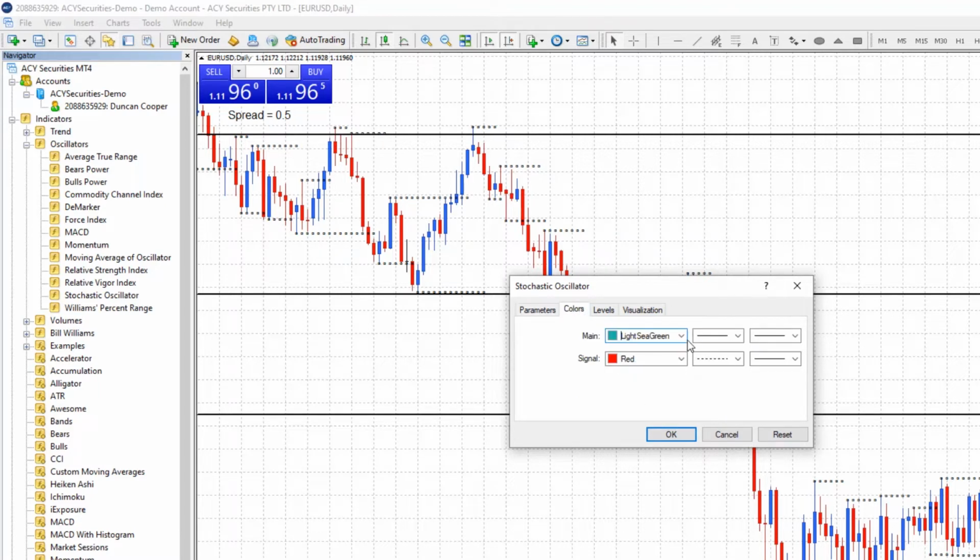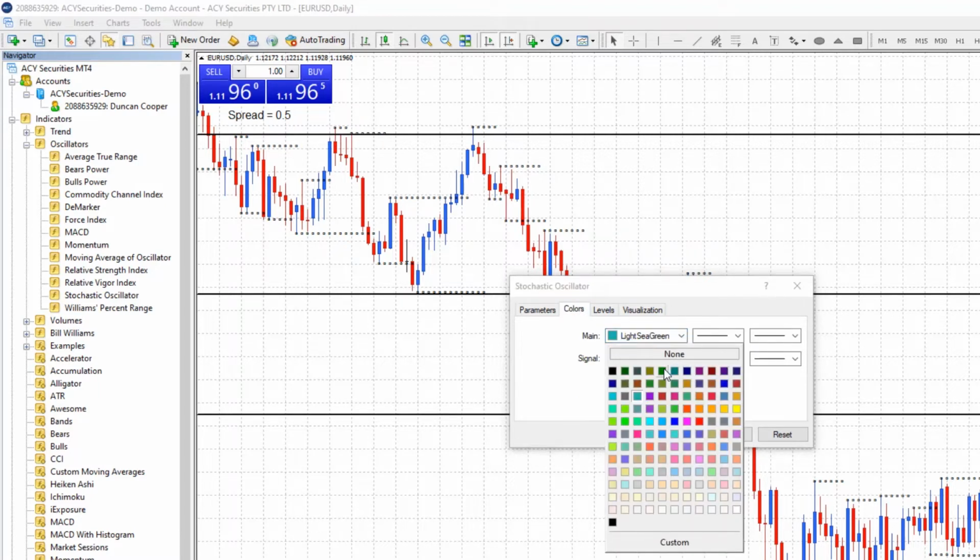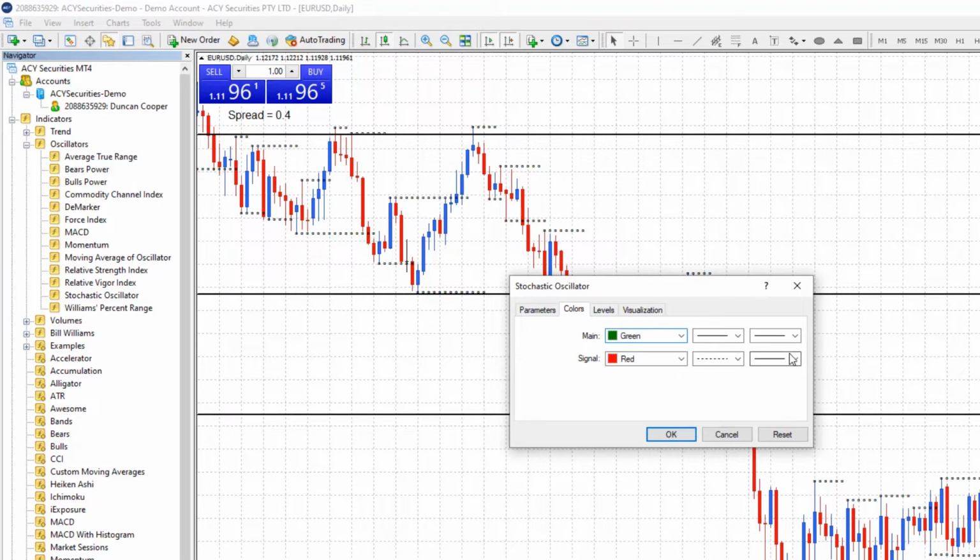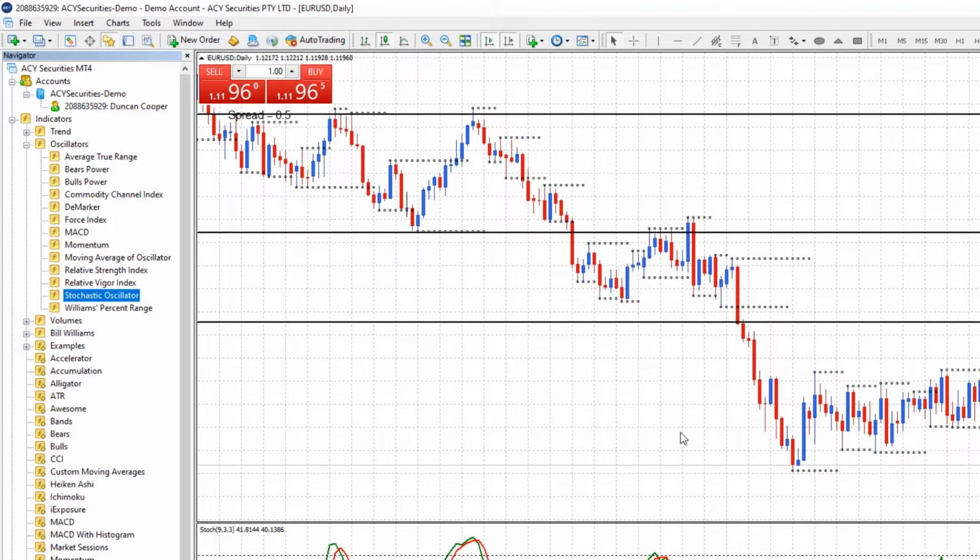Colors, I like to change the colors a bit. I like to use green for the main. I like to thicken the lines up a fraction, like so, and then click OK. And then you'll see it on the bottom of the chart there. Just come up to the top, and I'm going to click on that little X to get rid of the navigator, or you can come up to the bottom there and left click on it.